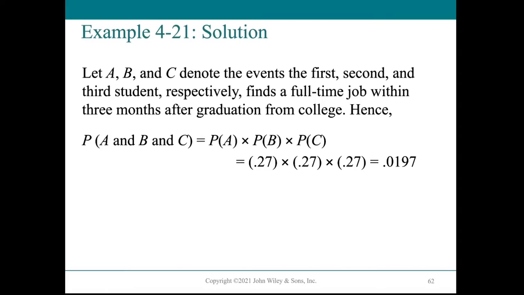So, multiply each other and you will get the probability of A, B, and C, all of them getting the full-time job within 3 months, which is 0.0197. Pretty low, huh?